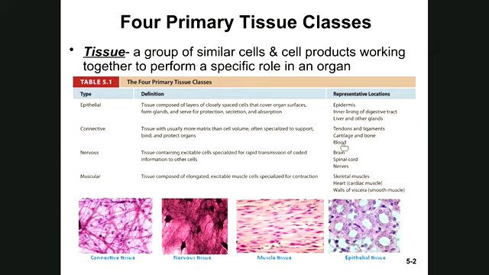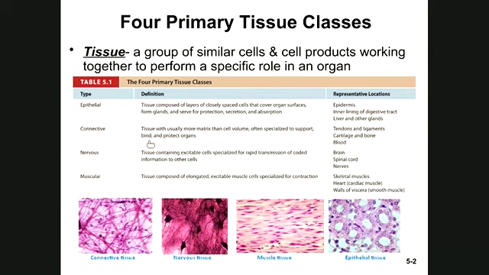The other type of tissue is called nervous tissue. This tissue contains excitable cells, which we call neurons, and they are specialized for rapid transmission of coded information to different types of cells. The nervous tissue can be seen in the brain, spinal cord, and nerves.